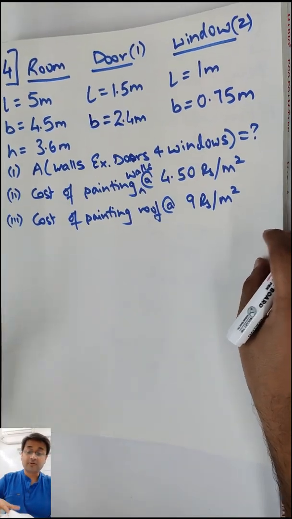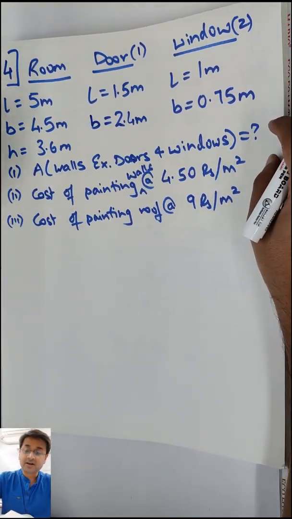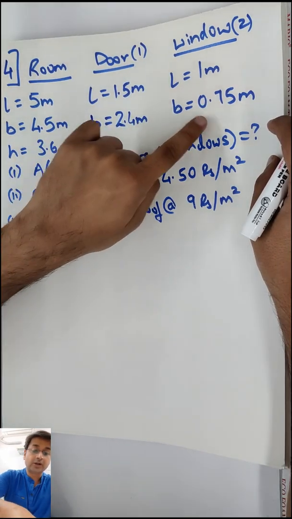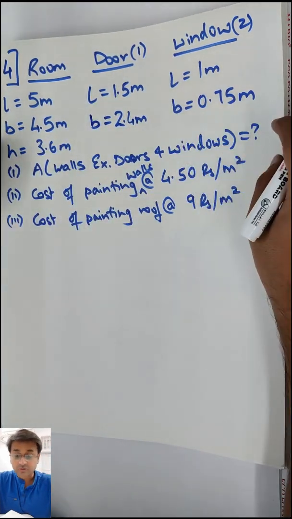Come on, sum number 4. 4 is slightly tricky. They say a room is there with 1 door and 2 windows. Generally all our rooms are like that, right?